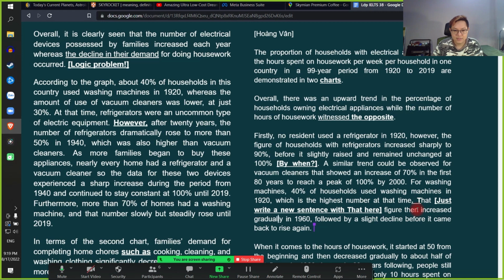That figure then increased gradually in 1960. Slight decline before it came back to rise again.